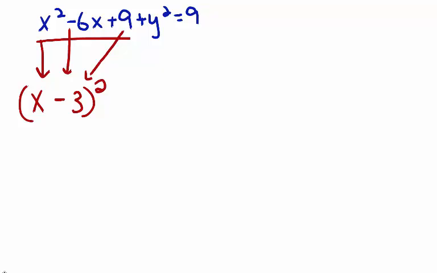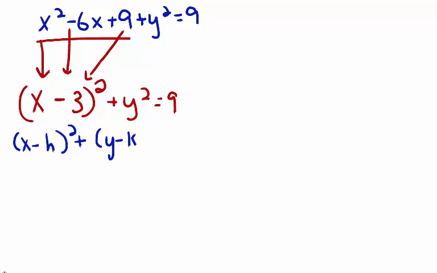You can also factor using a more traditional method, such as the AC method, or trial and error. But when you have a perfect square trinomial, this is a quick and easy way to factor it. So we have x minus 3 squared plus y squared is equal to 9. Now we can see clearly that our equation reflects the equation of a circle, x minus h squared plus y minus k squared equals r squared.